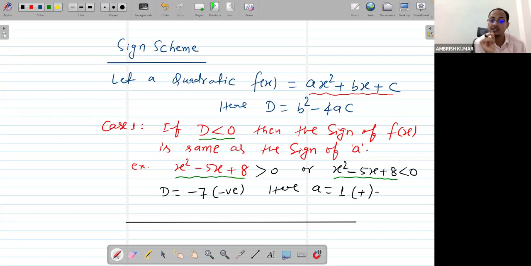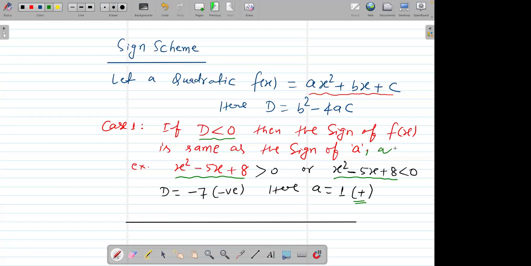Look, we are discussing the sign only. We are not discussing what the value will be. When we say it will have the same sign as a, here a has a positive sign. It means this x square minus 5x plus 8 will always have a positive sign.